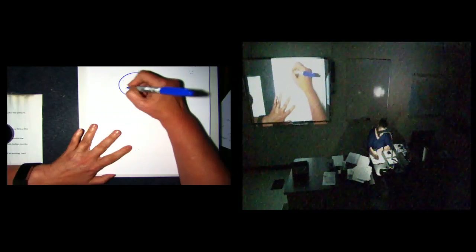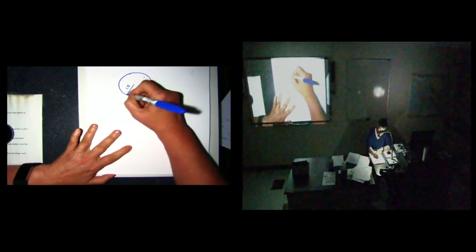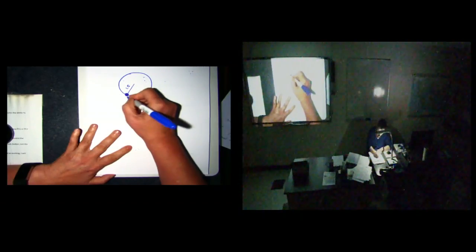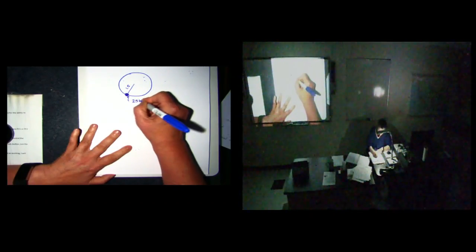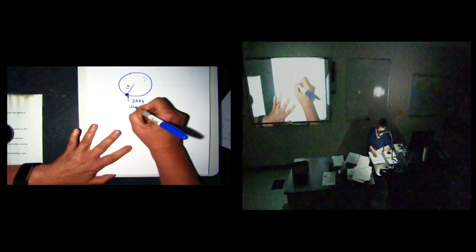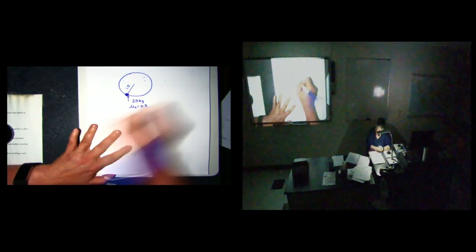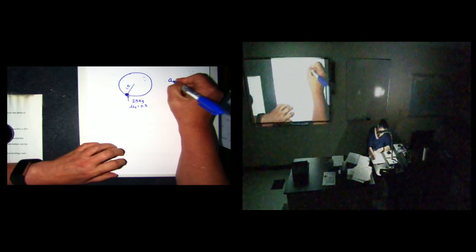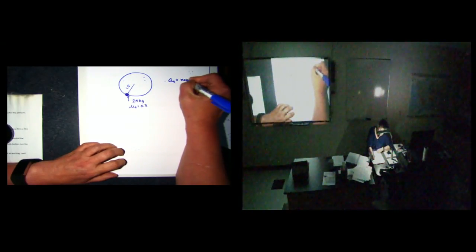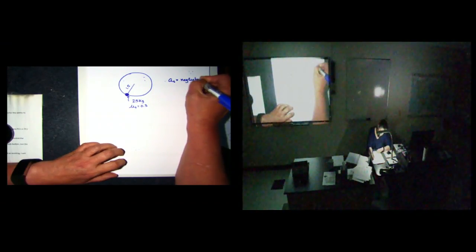V squared is equal to 73.5 times 1.5 divided by 25. V is equal to 2.1 meters per second. So that's what tangential velocity is. Well, in this case, this is the velocity, or the linear velocity.